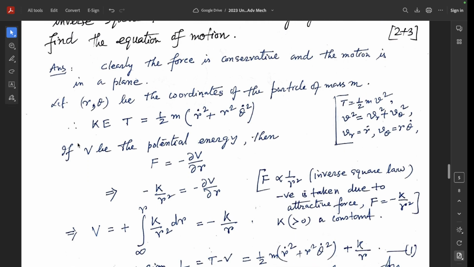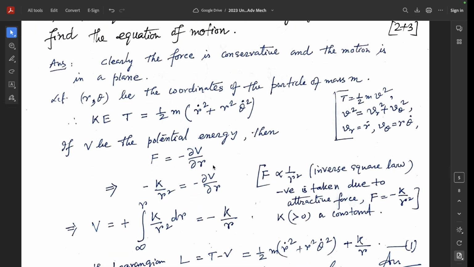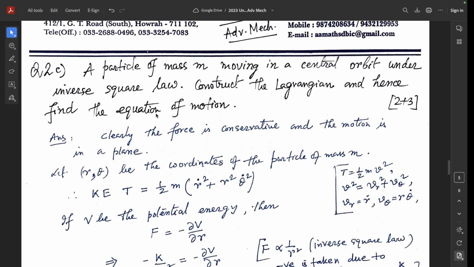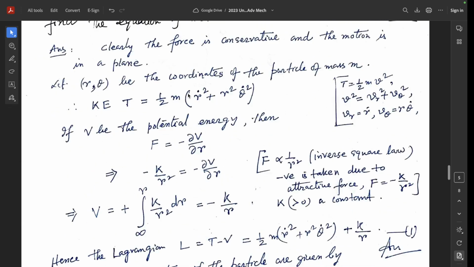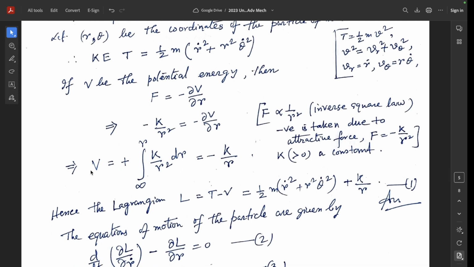And for the potential energy V, the central force F equals minus del V by del r. So F equals minus K by r square, because this central force with an inverse square law is an attractive force, where K is a positive constant. So V equals the integral from infinity to r of K by r square dr, that is equal to minus K by r. This is the potential energy.